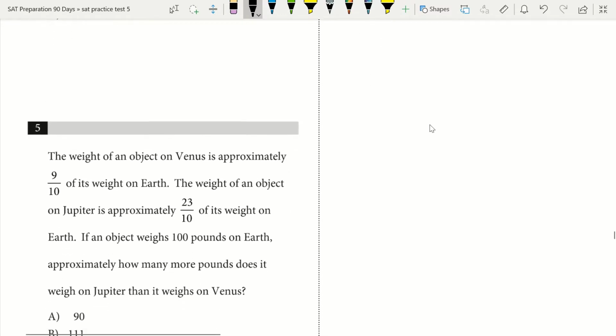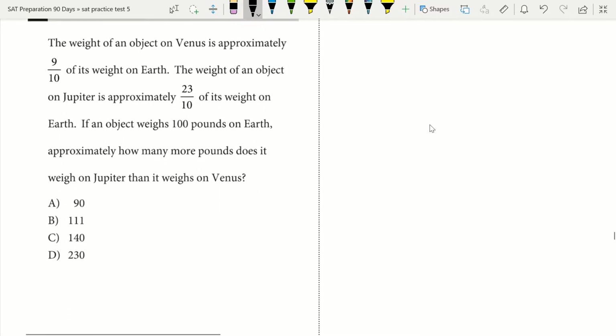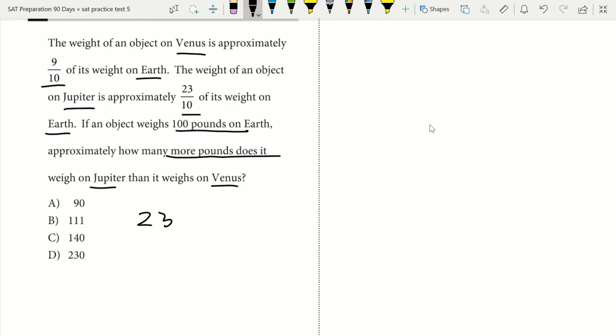We've got the weight of an object on Venus is approximately 9/10 its weight on Earth. The weight of an object on Jupiter is approximately 23 over 10 of its weight on Earth. If an object weighs 100 pounds on Earth, approximately how many more pounds does it weigh on Jupiter than on Venus? Okay, well I see that on Venus, it's going to weigh 9/10 of its weight on Earth, and on Jupiter it's going to weigh 23 over 10 of its weight on Earth. So therefore I can do 23 tenths minus 9 tenths. I see that's going to leave me with 14 tenths, so that's the difference between the two.